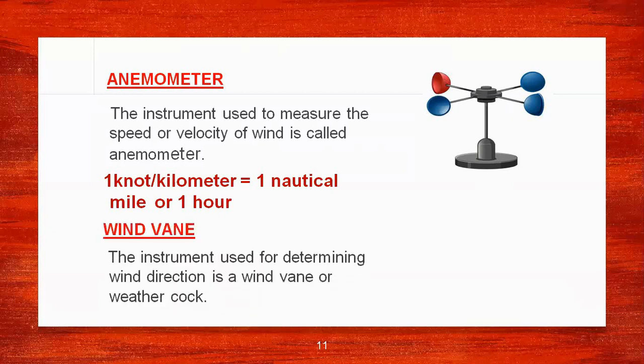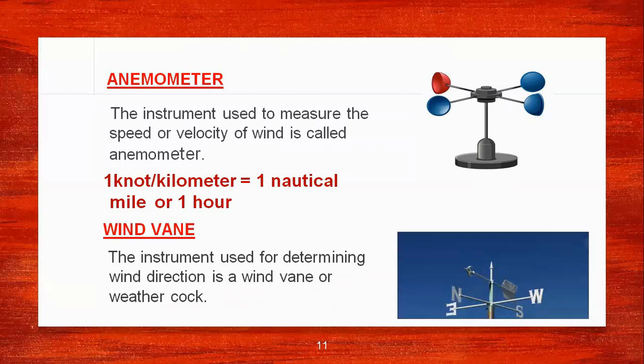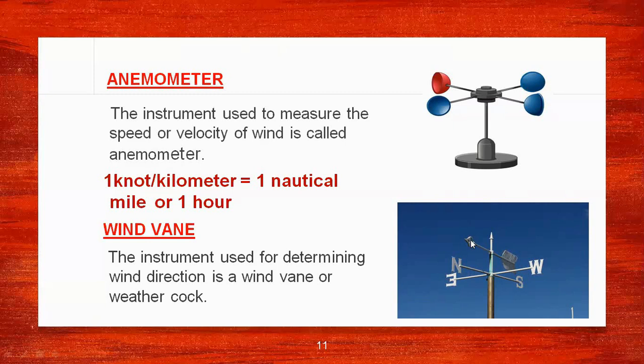The next device is the wind vane, which is used to measure the direction of the wind. The wind vane consists of a pointed end called the arrow and a broad end called the tail. It also has a vertical rod and rods showing the directions. Whenever the wind blows, this instrument shows in which direction the wind is blowing.